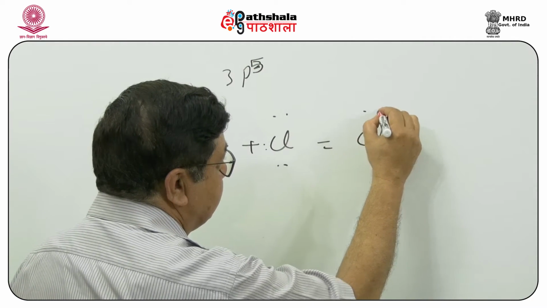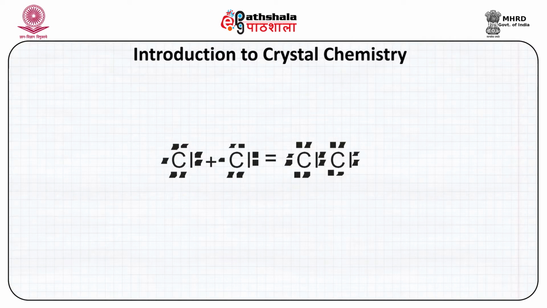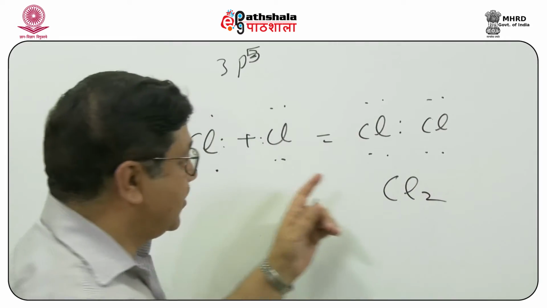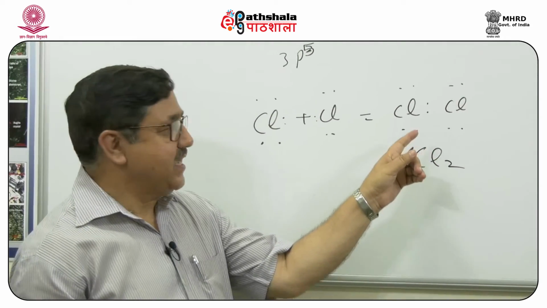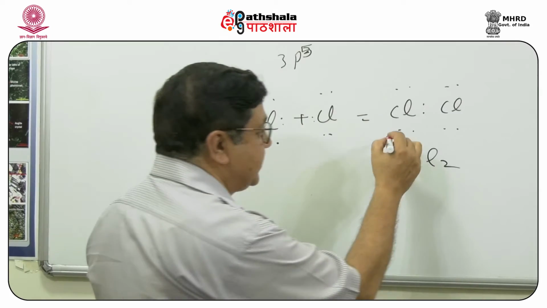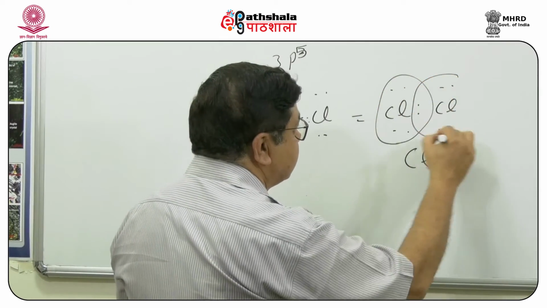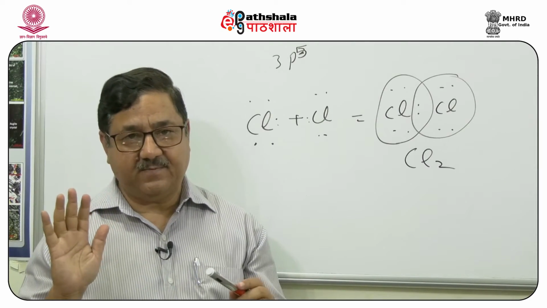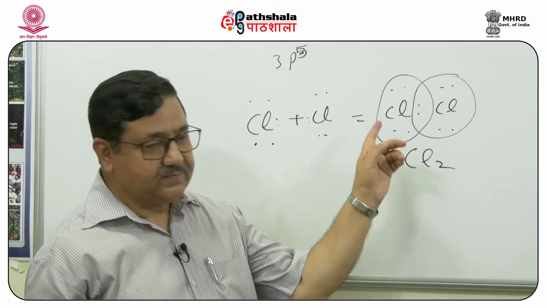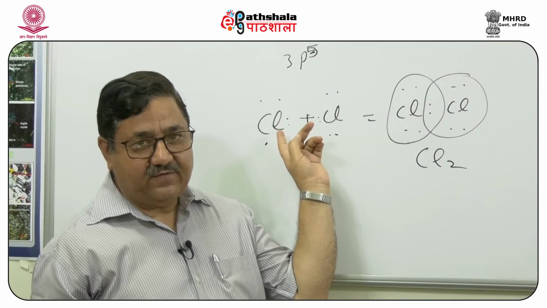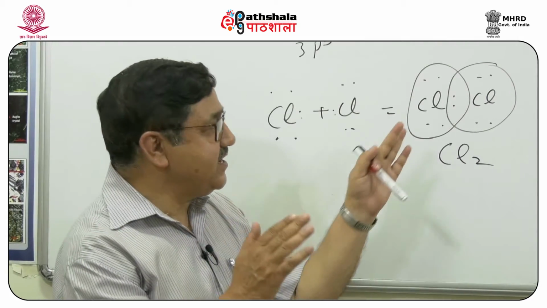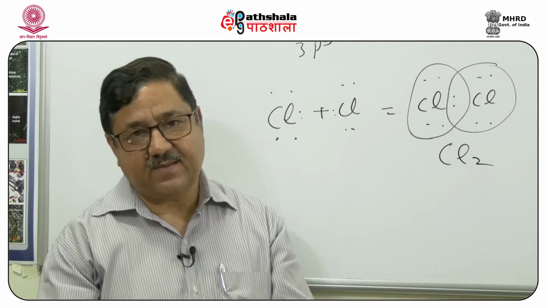These two are shared, and now you see that the combined chlorine 2 has a stable configuration of 6 on either side, which is the stable structure for p shell. So therefore, a highly reactive element like chlorine can become stable by a covalent type of bond, and this is a perfect example of a covalent bond.